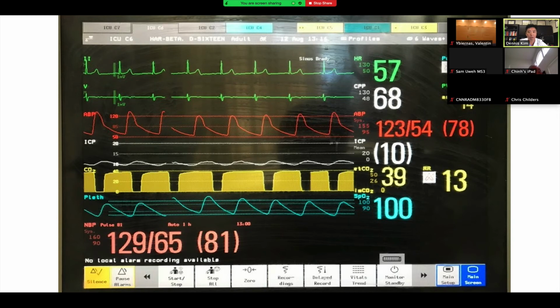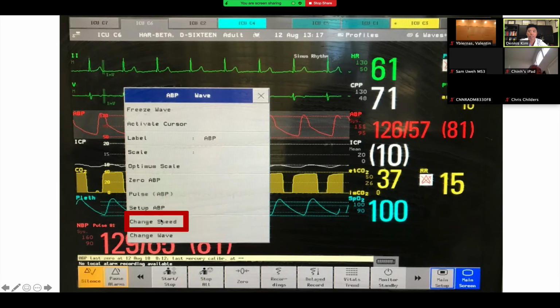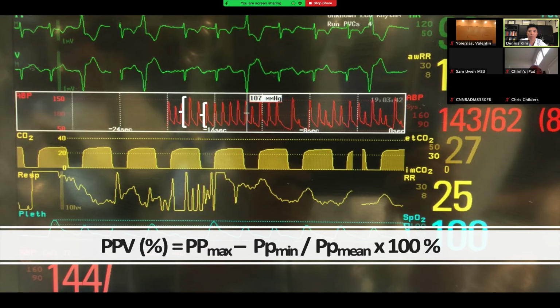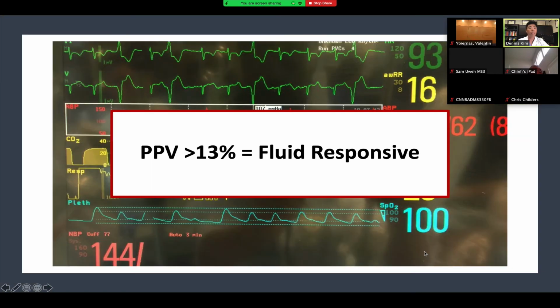And this is a Philips monitor. You don't need fancy equipment to do this, but you have to have the right preconditions. If you just tap on your actual A-line waveform and then change the speed and narrow it down, you get a waveform that looks like this. And you can see that there's some phasic variability with respirations. If you freeze that wave, you can then take your PP max minus your PP min divided by the mean of the two times 100%. And if it's greater than 13%, your patient is fluid responsive. So this is a nicer, perhaps more academic way of determining whether or not patients will respond to fluids.